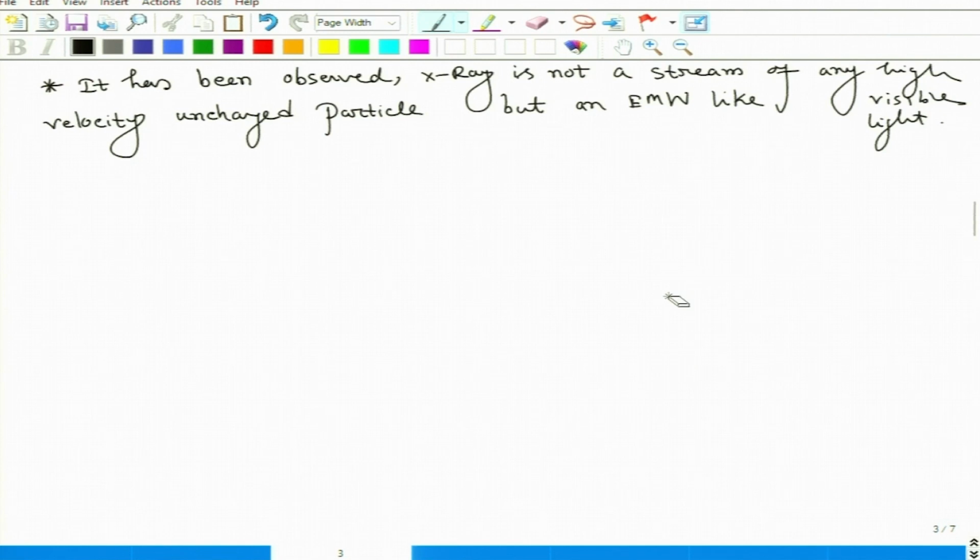But in case of photon, in case of X-ray, we can say the mass is 0, right? There is no mass. If we consider the photon also, there is no mass. So that's why there was no result. The observation proved that this is a flow of an electromagnetic wave. This is not a flow of particles.